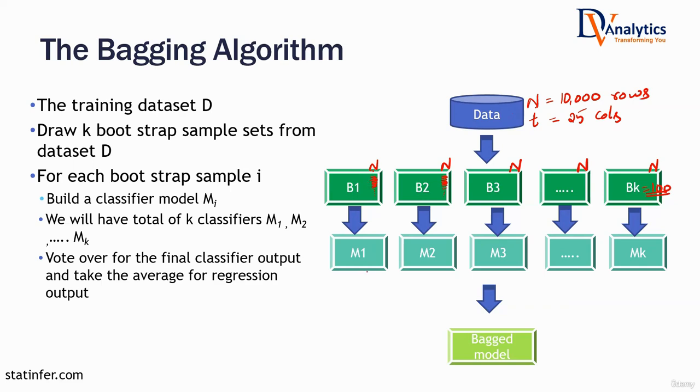On each of the bags, you build a model. Model M1 on this one, M2 on this one, M3, etc. You build a model on each of the bags. The model building technique is the same. If this is regression, everywhere it is regression. If it is logistic regression, everywhere it is logistic regression. If this is decision trees, everywhere it is decision trees. All right. So the model building technique is the same.